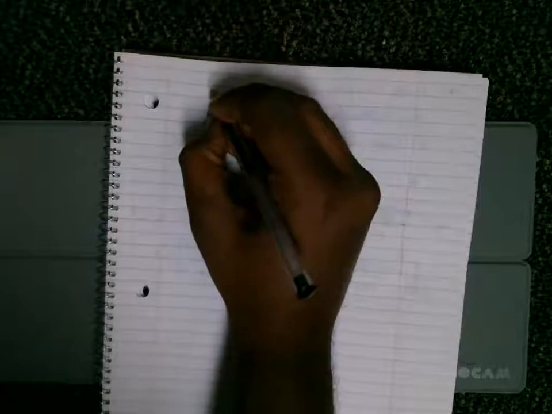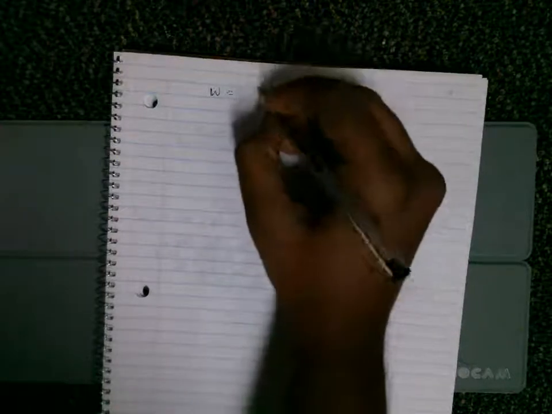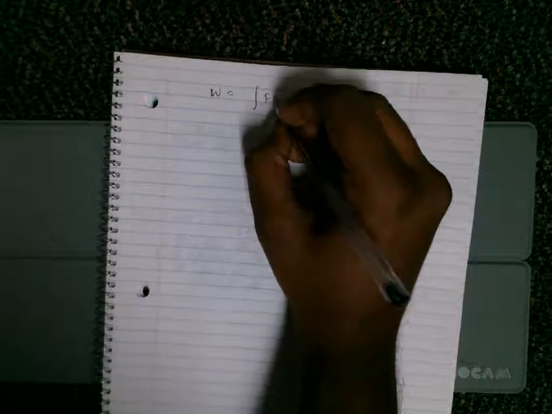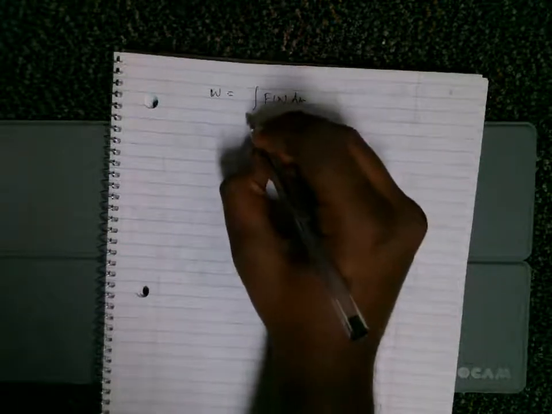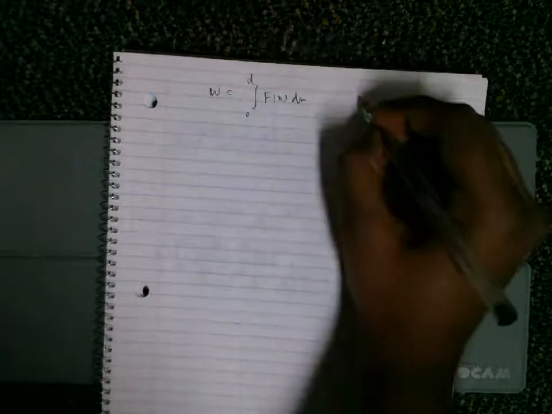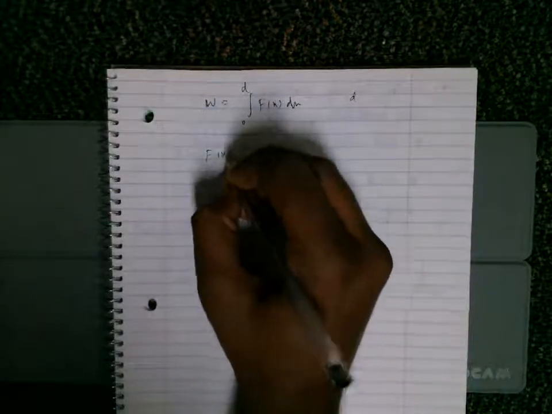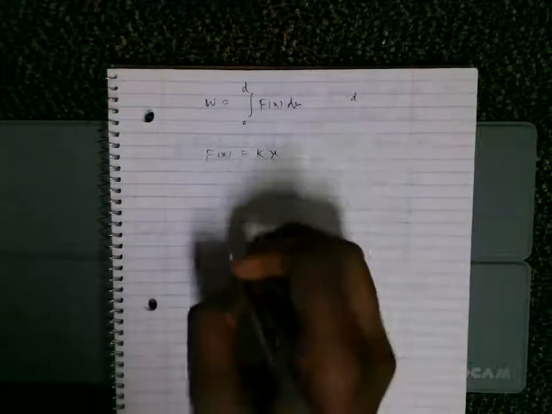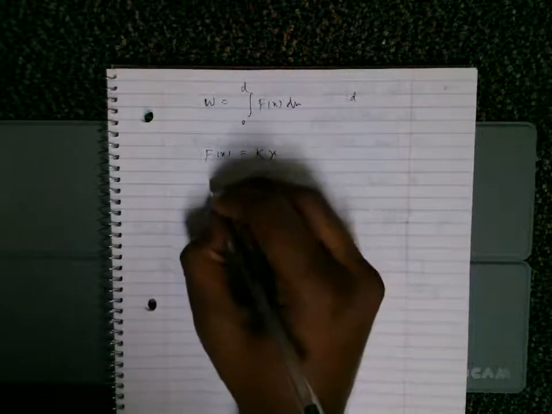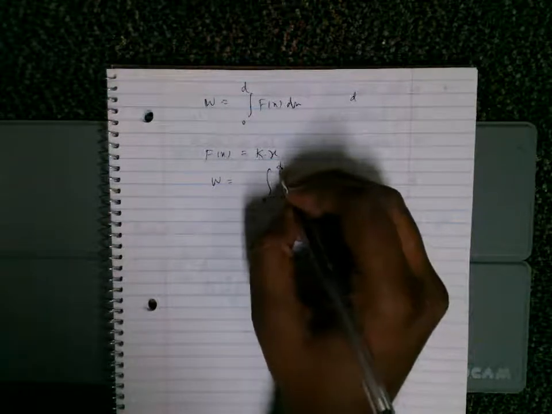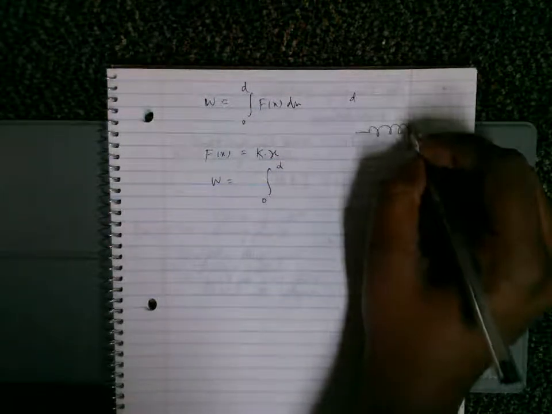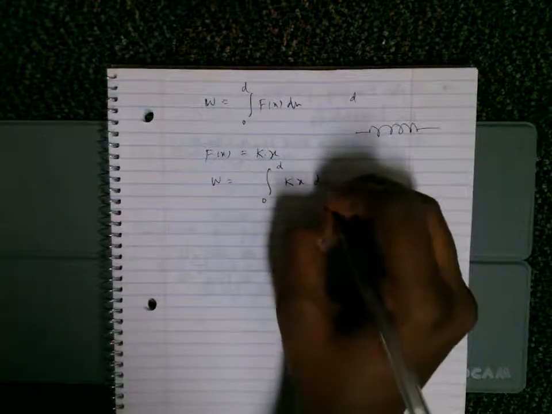All right. So we know that the work done is equal to the integral of force, f of x dx, right? And where the displacement is from 0 to d, and displacement is d, right? So we know that f of x is equal to k times x. So k is a spring constant. So then the work done would be from 0 to whatever the length of the elongated spring, kx dx, right?